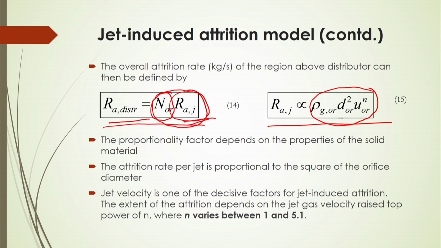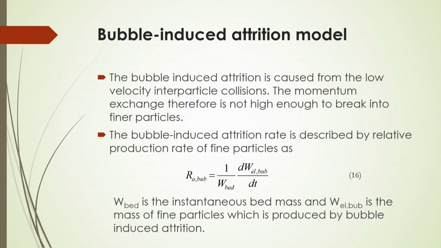This R_AJ you can get from the fine formation at different operating conditions, and after fitting this data with the models, you will get the proportionality constant. Once you know that proportionality constant, you can say what the overall attrition rate of the region above the distributor should be.